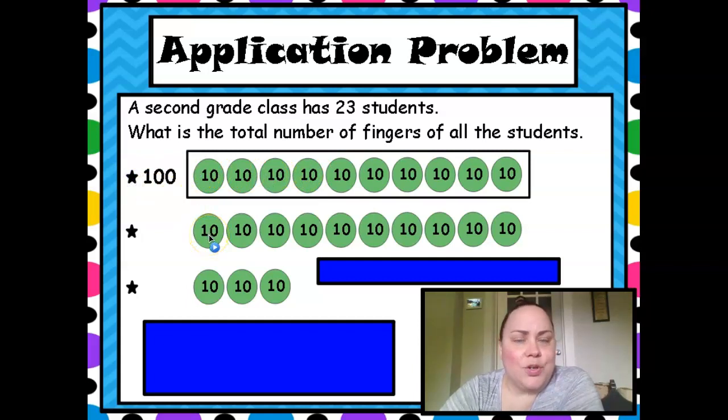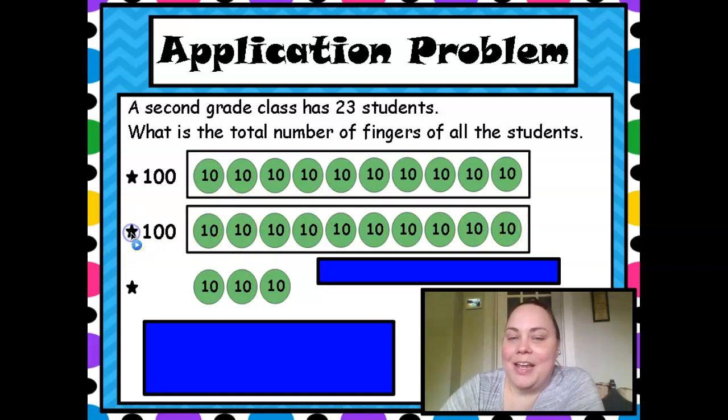Let's count our next group of 10 students. How many fingers do you think they're going to have? Let's see. 10, 20, 30, 40, 50, 60, 70, 80, 90, 100. I bet you were guessing that that was going to be 100 because this group of 10 was 100.